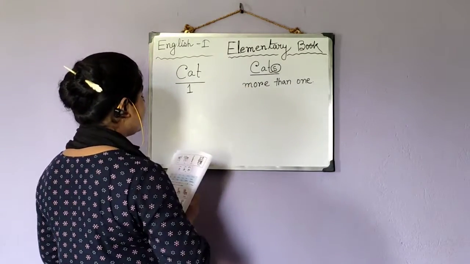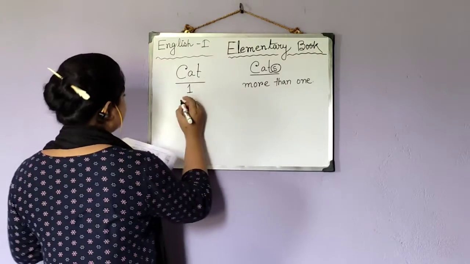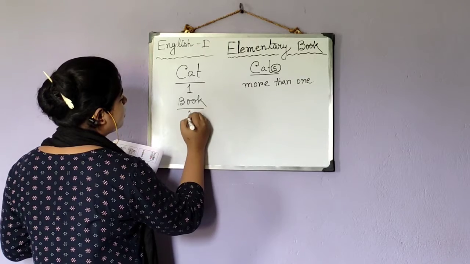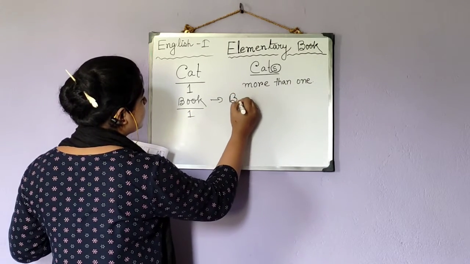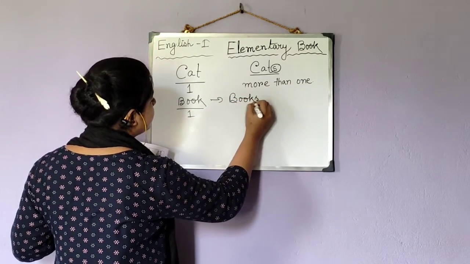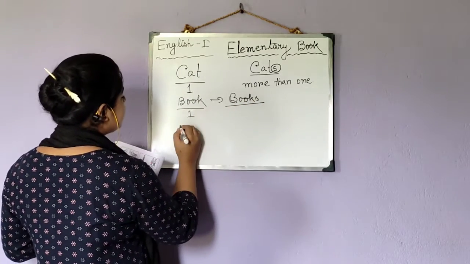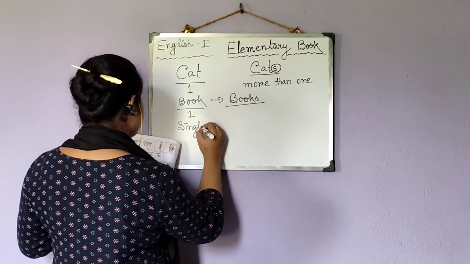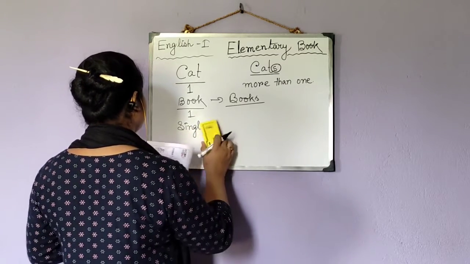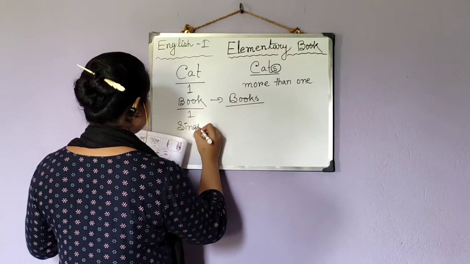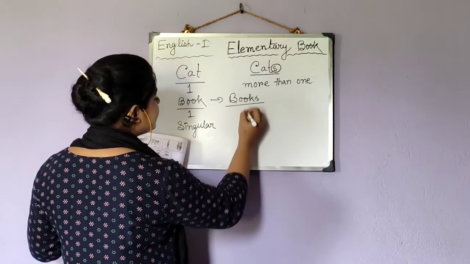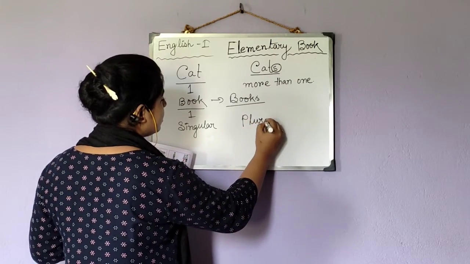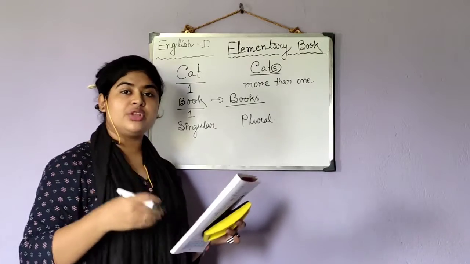There are few words written in your book, like book. Book means one book. But if you are writing books, that means there is more than one book. So book is singular. Single thing, that's why it is singular. But if there is more than one thing, then it's plural. Plural means there is more than one thing.